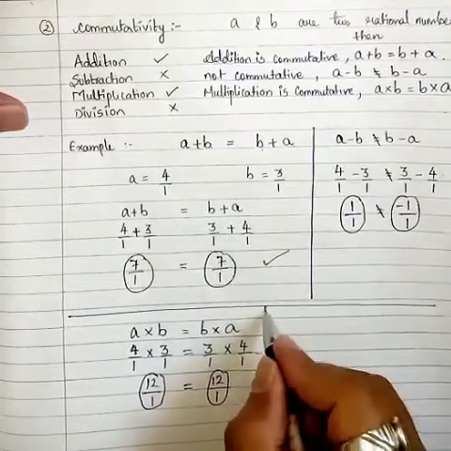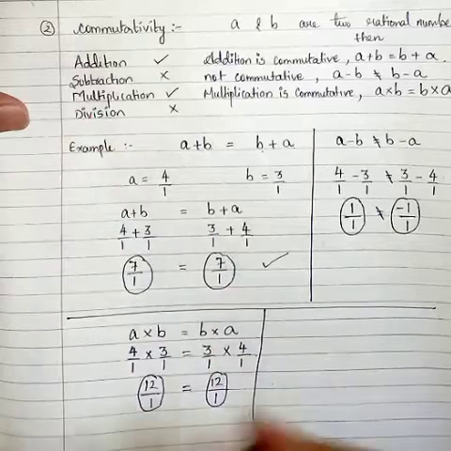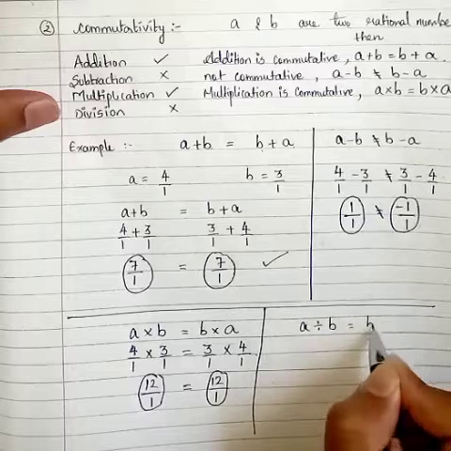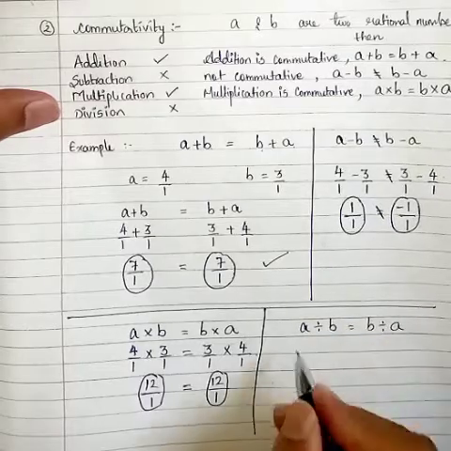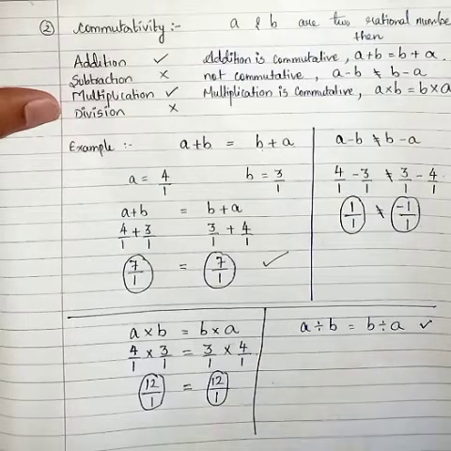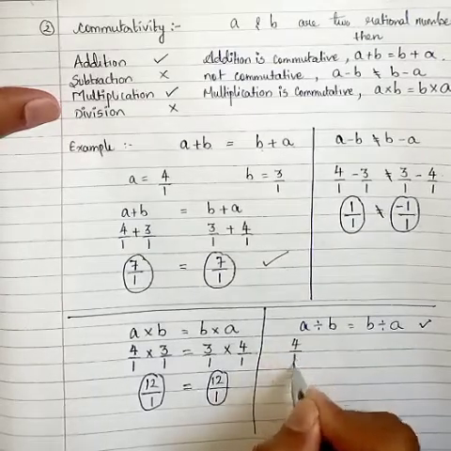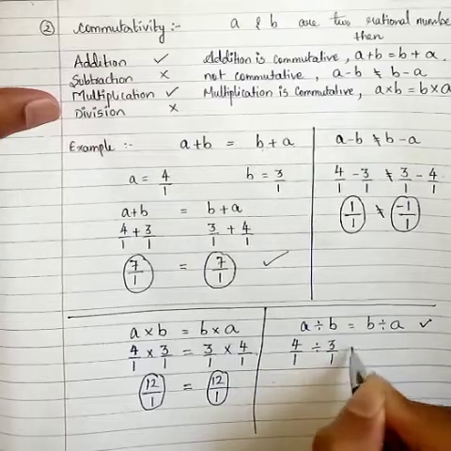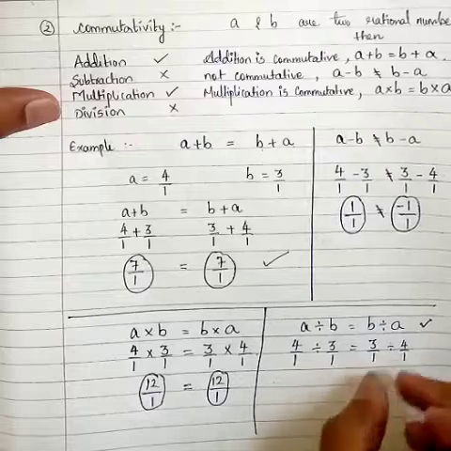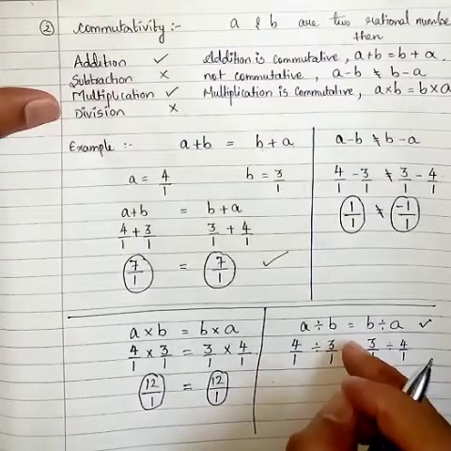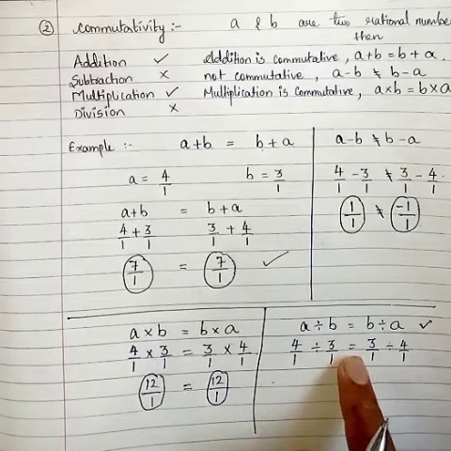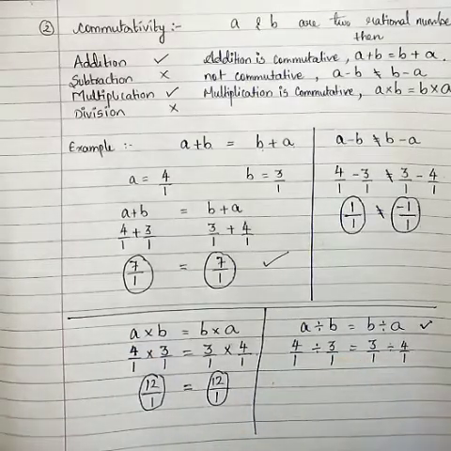Now we have to find our last one, that is division. For division I have to check whether A divided by B is equal to B divided by A or not. This is all we have to check. If it is so, then division will be commutative. So I will keep the value 4 by 1 divided by 3 by 1, and here 3 by 1 divided by 4 by 1, and I have to check whether these two values give me the same result. If the result is the same, then they will be equal. If the result is not the same, then they will not be equal, right?